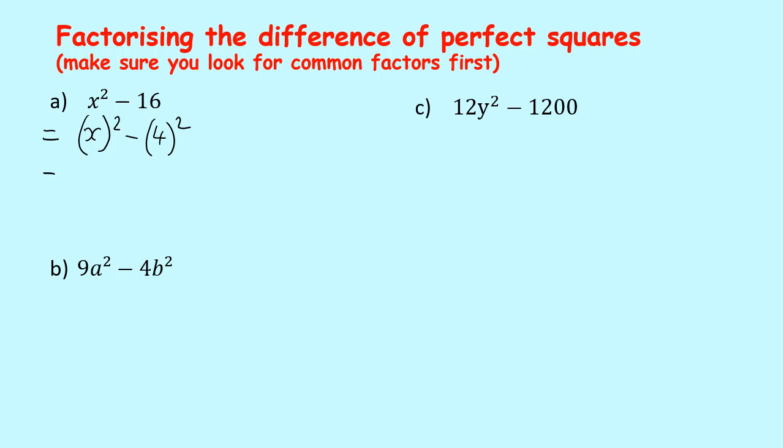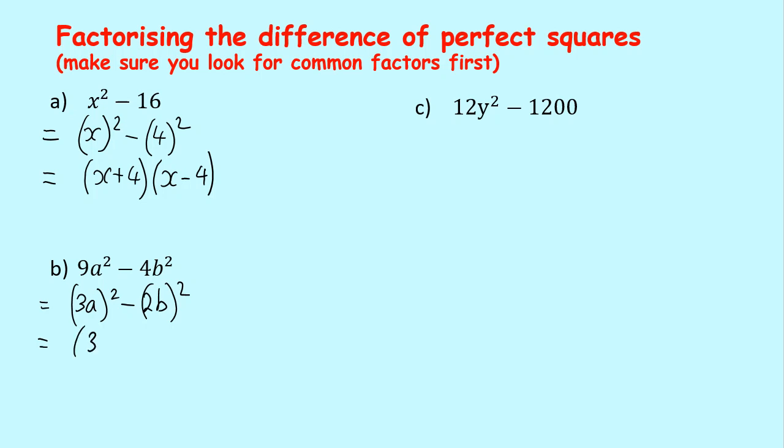As we have learnt in previous lessons, the difference of two squares is written as x plus 4 times x minus 4. In example B, this can be rewritten as 3a all squared and negative 2b all squared, which again can be written as 3a plus 2b times 3a minus 2b.